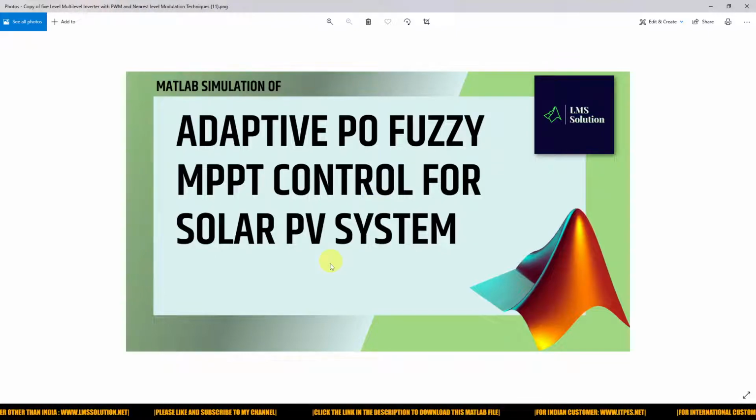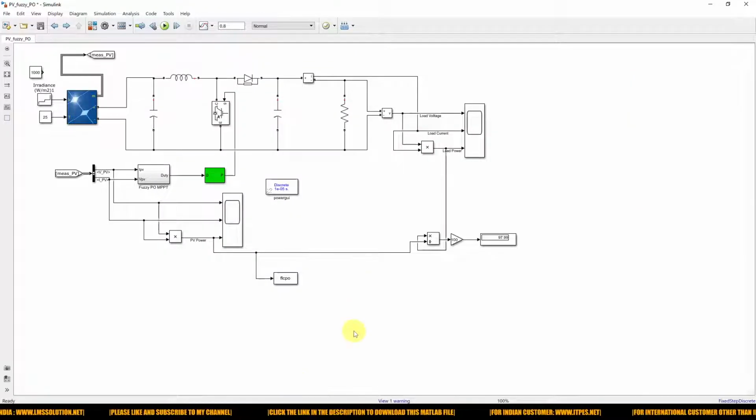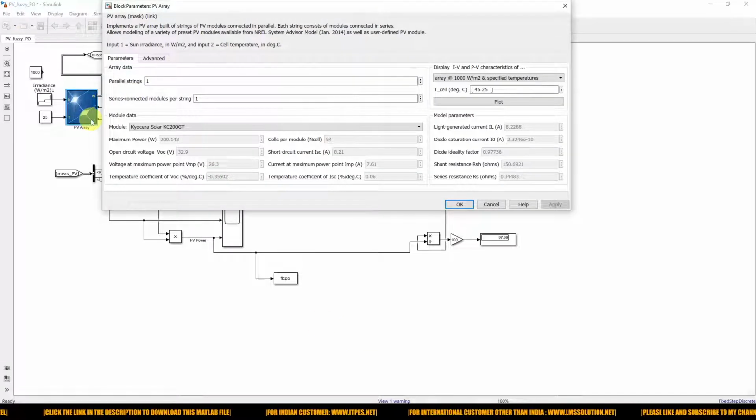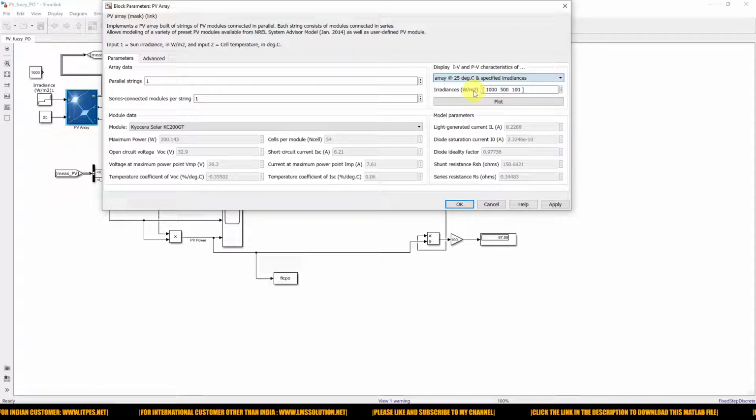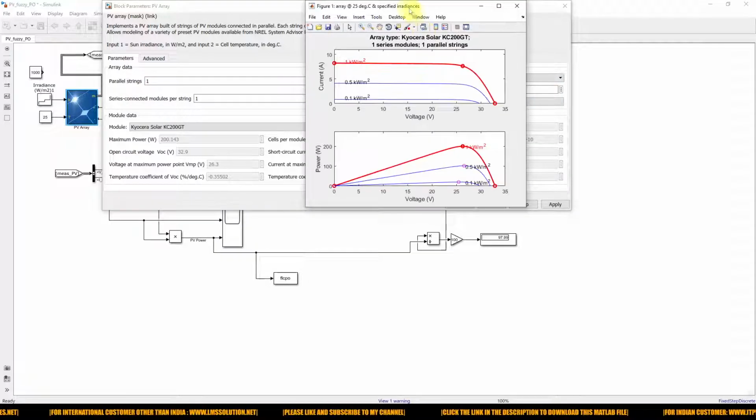Now we are going to see the MATLAB simulation that was developed for the adaptive PO fuzzy MPPT for the solar PV system. Here you can see we are using a solar PV panel. The solar PV panel rating is 200 watts, the voltage at maximum power point is 26.3, and the current at maximum power point is 7.61. And here you can see the PV and IV characteristics of the considered solar PV panel.